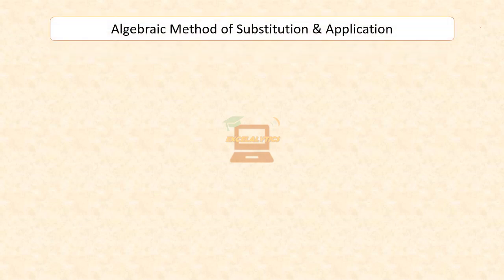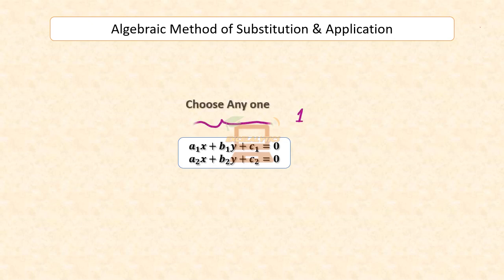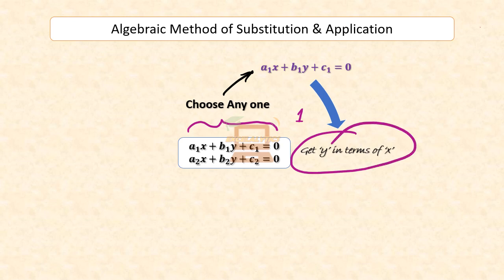Here, we will learn about the method of substitution. Let us consider the general form of the pair of linear equations in two variables x and y, and see how we proceed stepwise in this method. First step is to choose one of the equations, which is convenient to select, and take one variable and express in terms of the other variable. Say, y in terms of x.